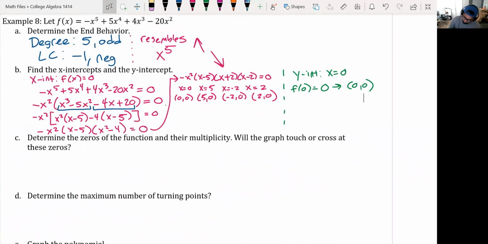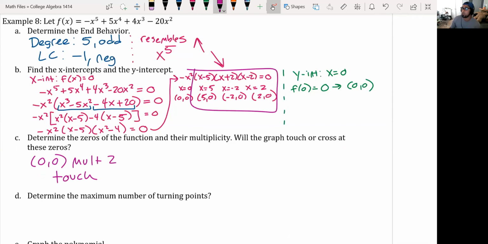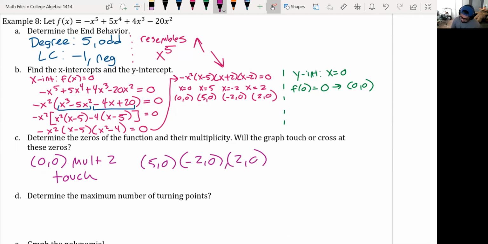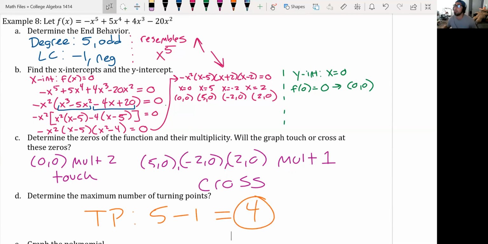Now on to multiplicities. I have first (0, 0). That one had a 2 on it, a degree of 2. So at (0, 0), multiplicity of 2, we touch. Everything else here had a degree of 1. So I'm just going to sum things up. (5, 0), (-2, 0), (2, 0) all had a multiplicity of 1, which means all of these cross. Turning points, the degree was 5, and we minus 1, and we get 4. There you are. We're ready to graph.